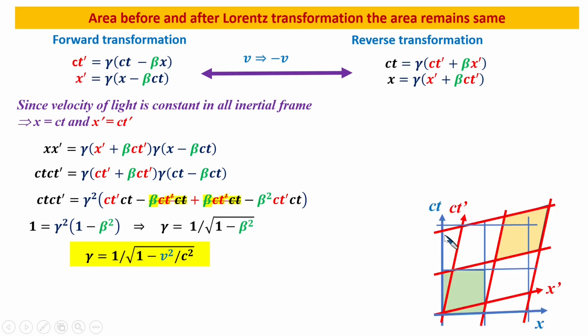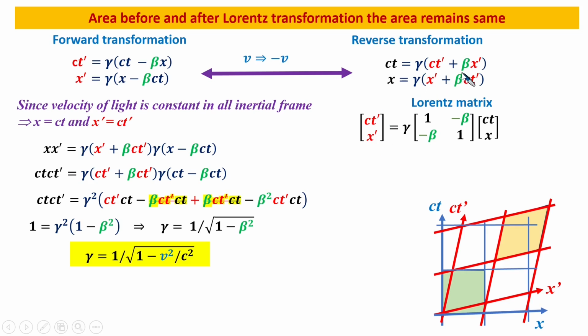Here I have described how this is a stationary frame and this is your moving frame. The time axis and the x axis are tilted, and we will show here that this green area and this rhombus area, or this orange area, are the same. It is very easy to show.